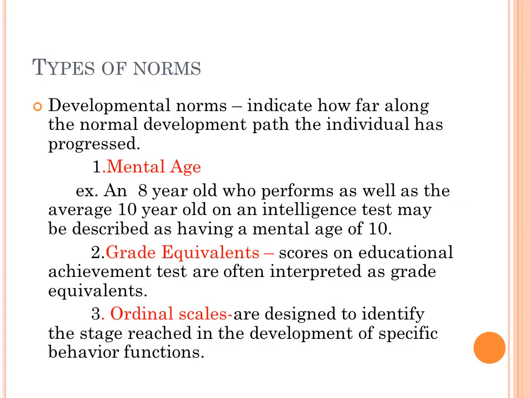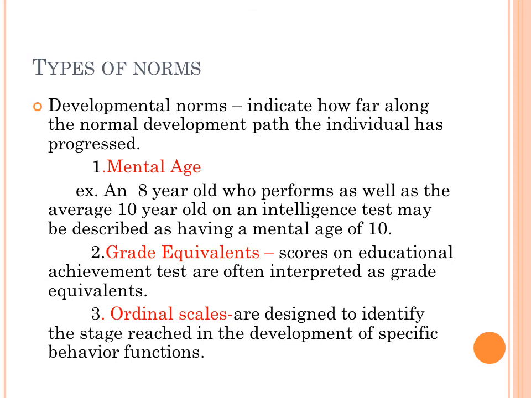Alright, so once you already have the bell curve, it's now time for you to define what norms you are looking for. From the curve itself, you can say the normal average performance of either the score, the group, or the people. So we have here the types of norms. The most common type of norm would be the developmental norms. Under it are the mental age, grade equivalence, and the ordinal scales.